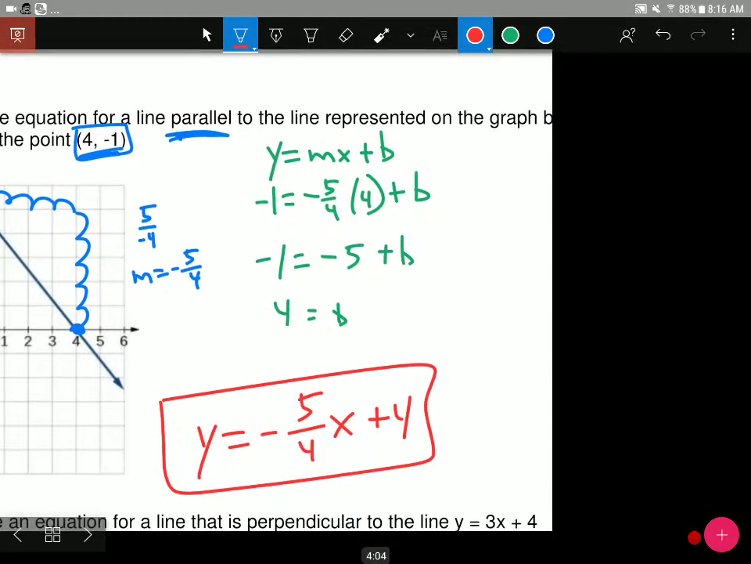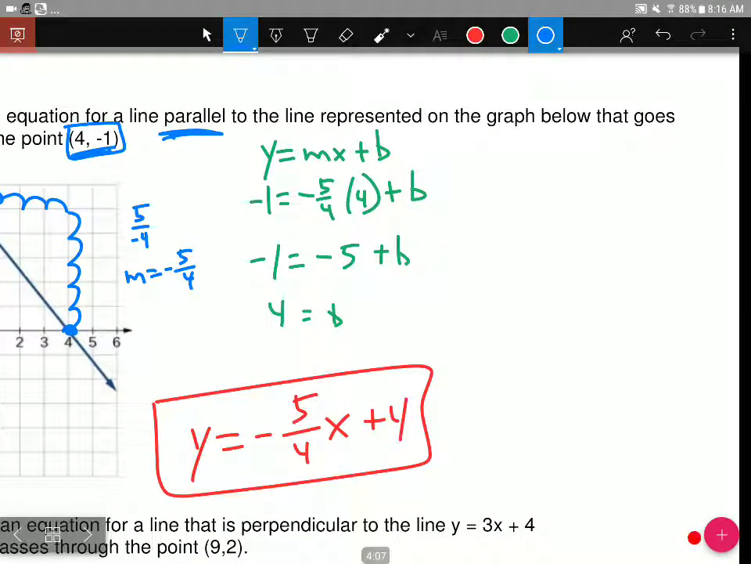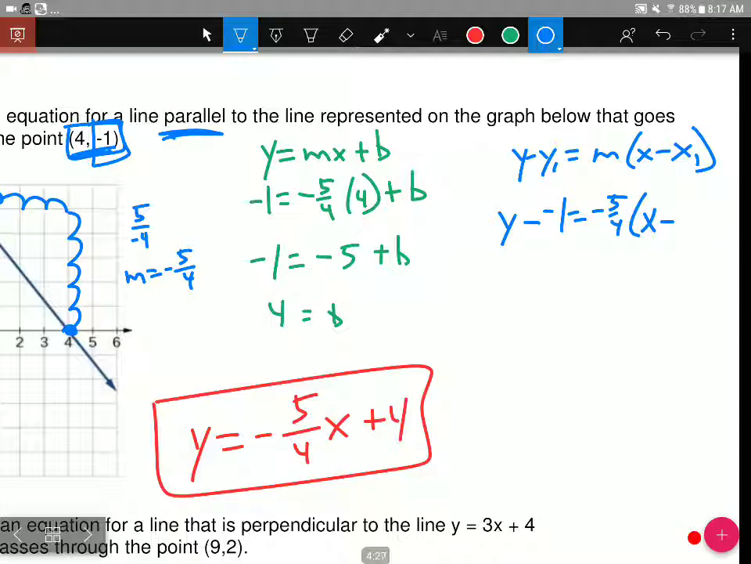If you like point slope form, remember that's y minus y1 equals m times x minus x1. I have a number of students that like this, so this is how I'm going to do it. So I'm going to go y minus my y1, which remember, that's negative 1, equals negative 5 fourths times x minus 4. Okay? So that becomes y plus 1, and we will distribute this across. So negative 5 fourths times x is just negative 5 fourths x.